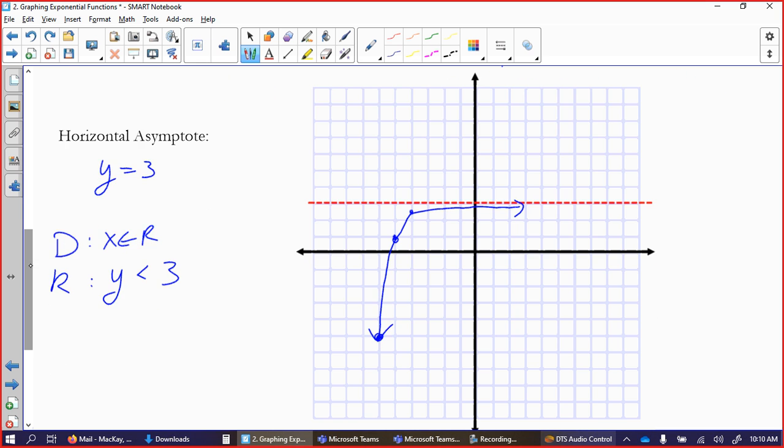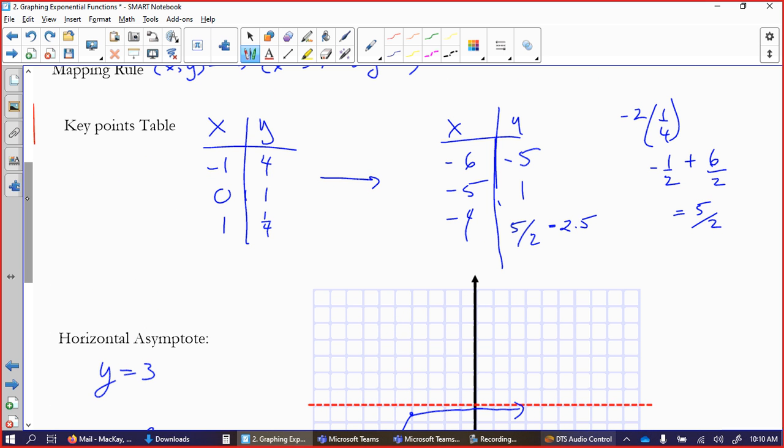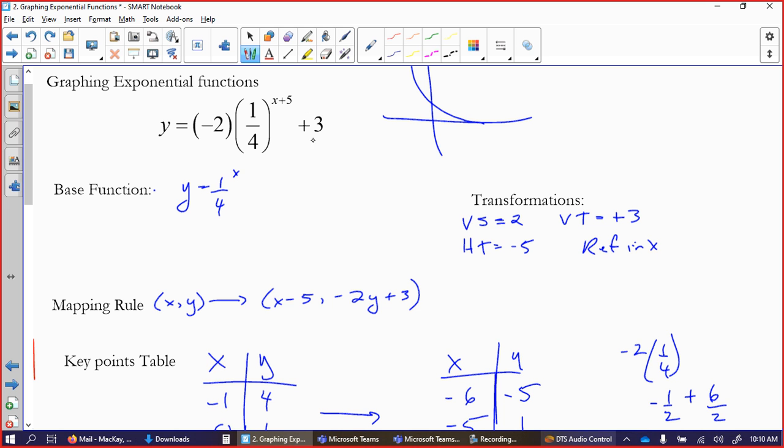So there are our graphs. Again, like I said yesterday, once we have this transformations business done, if we know what the base graph looks like and the key points look like, we can write a mapping rule. We can change our table to give us these sorts of things. Eventually, some people are able to just say, okay, well, my asymptote's at +3. It's reflected in the x, so it's going down. You can just say, asymptote's there.